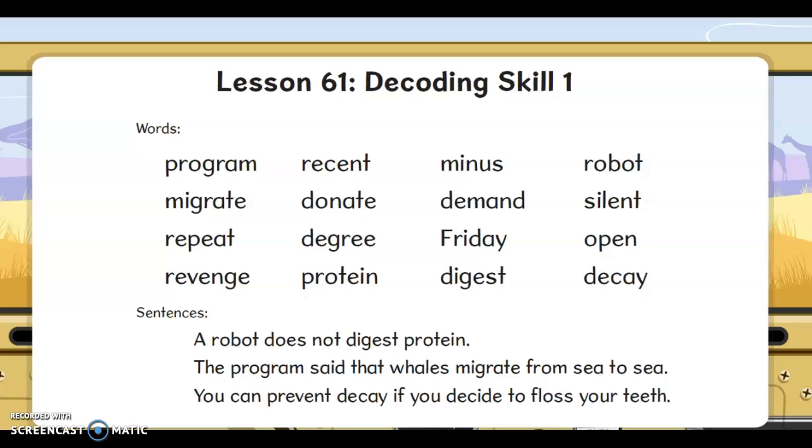All right, let's read some words that follow decoding skill 1. I will read these words and then I will stop and pause and give you time to read the words after me. You can read them with me at first, but I'm going to stop and give you some time to read them after me. Program, migrate, repeat, revenge, recent, donate, degree, protein, minus, demand, Friday, digest, robot, silent, open, decay. Now you read those words.